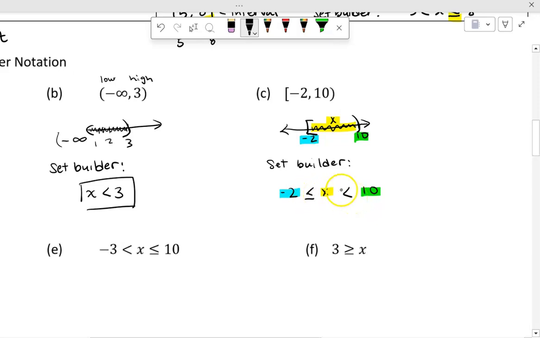Also, the reason I keep my inequalities in the order that they're in is -2 is lowest, so it is less than, which is why the inequality faces that direction. 10 is the highest, so x has to be less than 10, which is, again, why the inequality faces that direction.